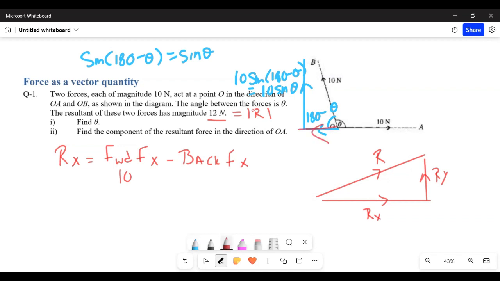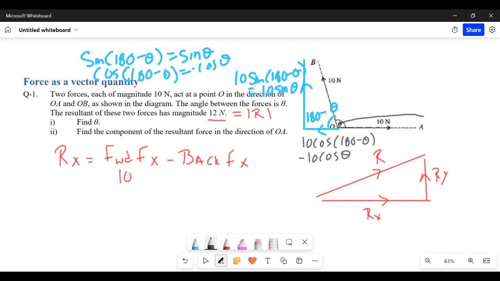And this one is the adjacent component, that is the cos component. So that's going to be 10 cos of 180 minus theta, and cos of 180 minus theta equals minus cos theta. So this component is going to be negative 10 cos theta. This is horizontal, so it does not have a vertical component. It does not need to be resolved.